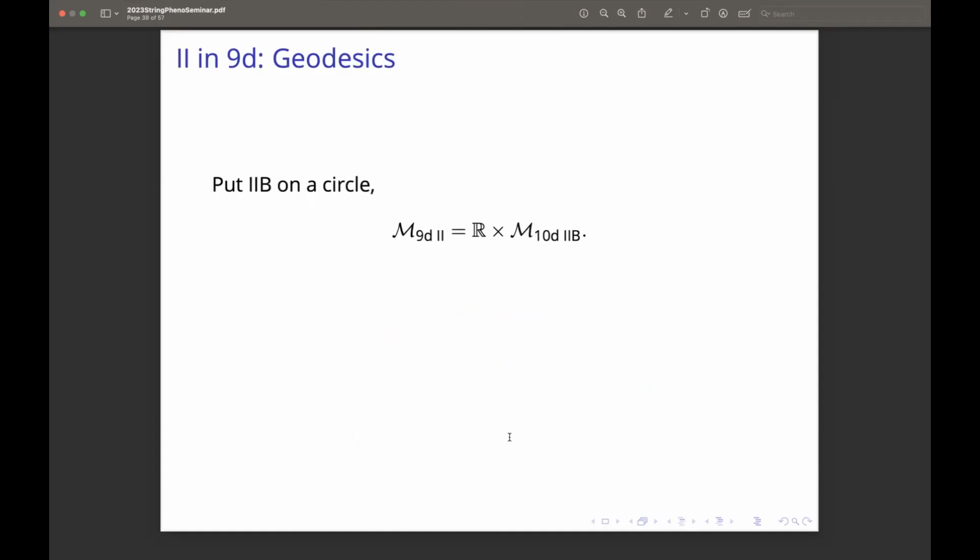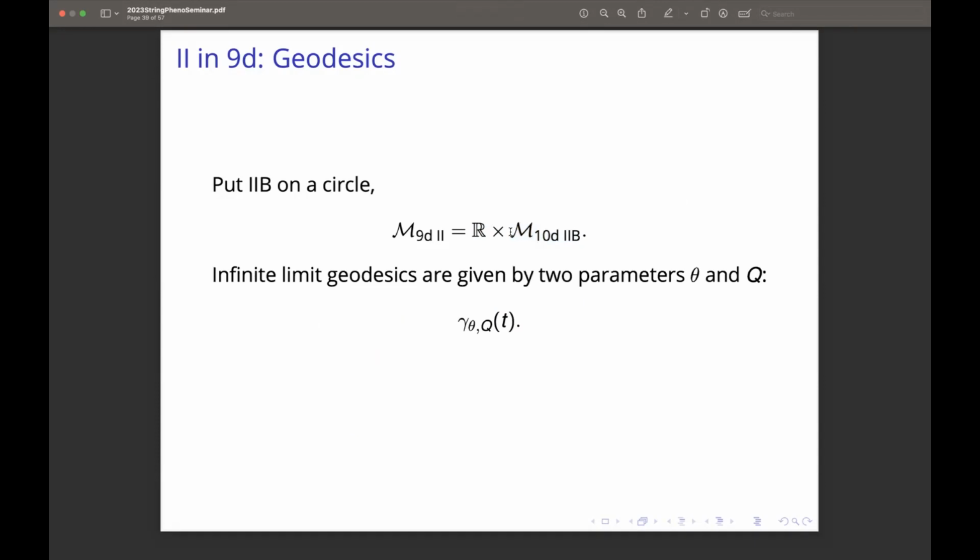We can also put this theory on a circle and consider the 9D theory. Here, the moduli space is just the radion times the axiodilaton moduli space from 10D type IIB string theory. So the geodesics are given by two parameters: the infinite limit geodesics, theta, which tells you roughly the angle of travel in this radion space versus axiodilaton space, and q, which tells you which rational point on the x-axis of the Poincare covering space of this axiodilaton moduli space you're going to.